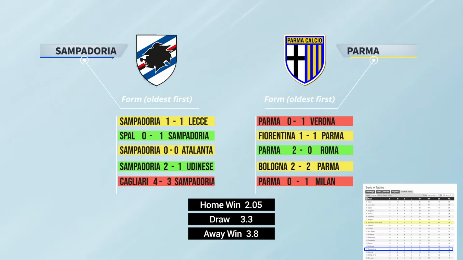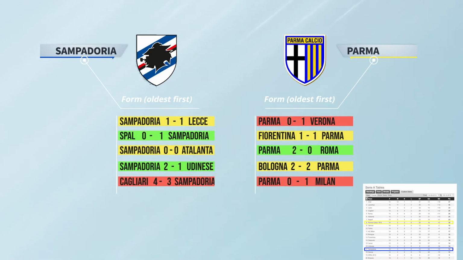But let's look at that form again. What I ask you to do when analysing form is to consider the strength of the opposition and whether the results came home or away. A team may appear at first glance to be on a poor run of form, but if a majority of those games has been against top sides, then you need to factor that into your analysis.